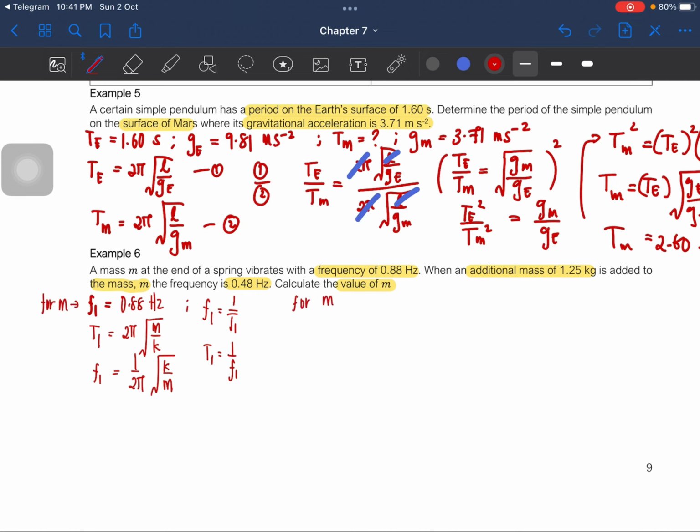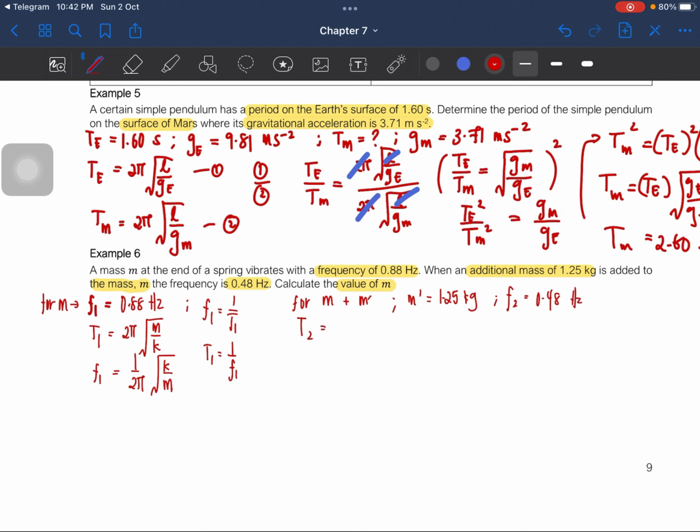Okay, next for the second situation, this is for M plus M apostrophe. The question says a mass M at the end of a spring, when an additional mass is added to the mass M. Oh, okay. So the value M apostrophe is 1.25 kilogram. And the frequency is 0.48 Hz.